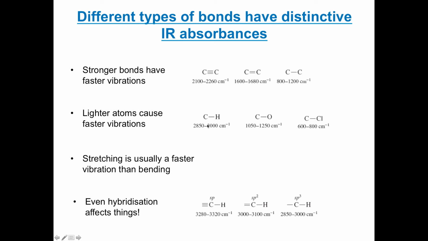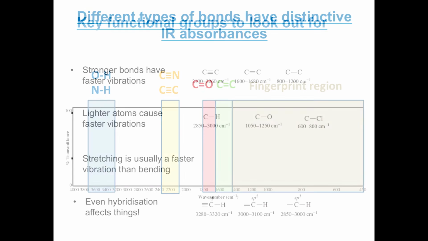So you don't need to remember these numbers. The point is that features of the bond will affect the wave number of light absorbed.